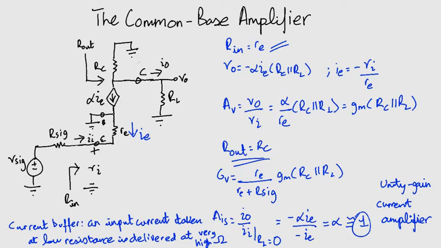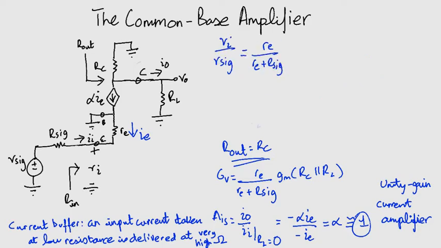Now the small input resistance Re causes severe attenuation at the input of the amplifier. The gain is given by Re divided by Re plus Rsig. Until and unless Rsig and Re are comparable, you are going to have severe attenuation, as only a very small part of Vsig is going to appear across Ri.